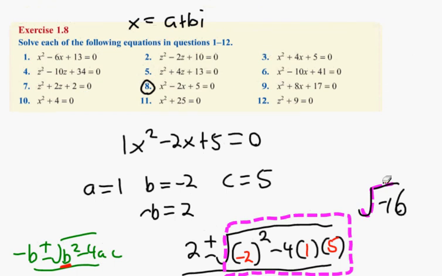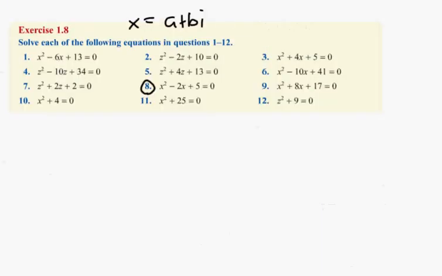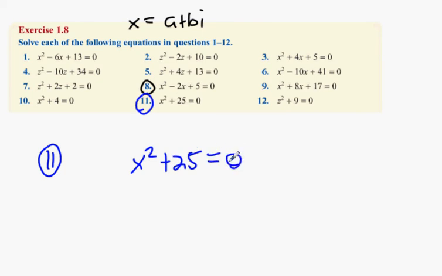The only other type of question that we're going to worry about today is when you have something like this here, like question 11. Question 11, guys, is x squared plus 25 equals 0. Okay, so here's how you can do this one. Bring the 25 to the other side. And what do we get now? X squared equals minus 25.